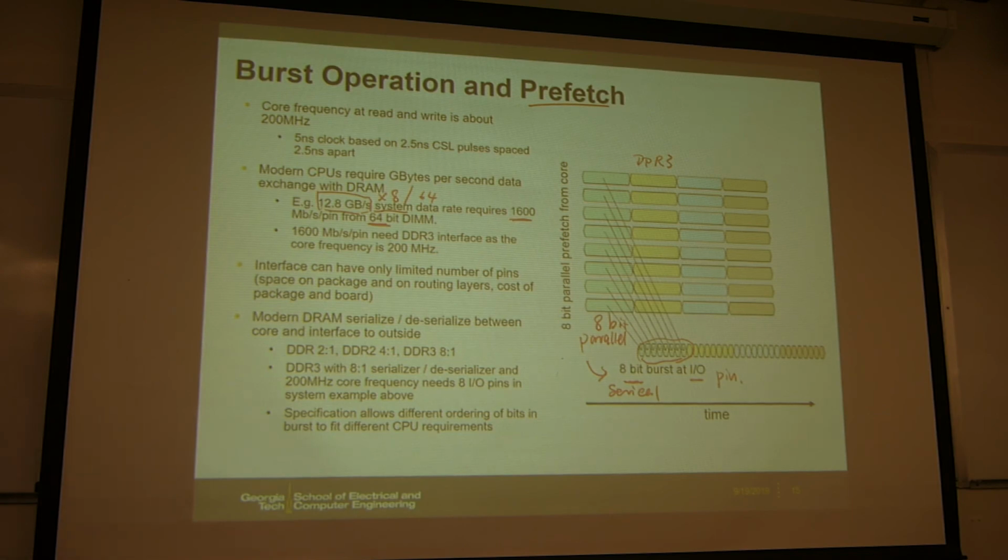And the internal DRAM clock frequency is 200 megahertz. And you need the 1600 Mbps. That means you need to make the data rate 8 times larger. So that's why this is a DDR3 interface.